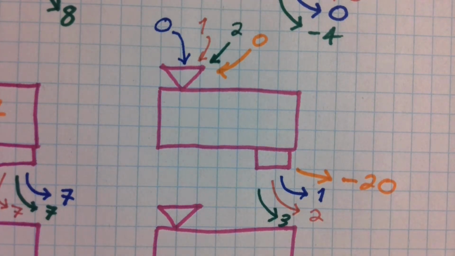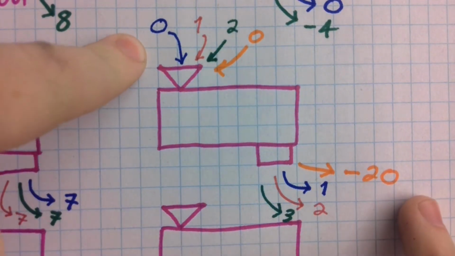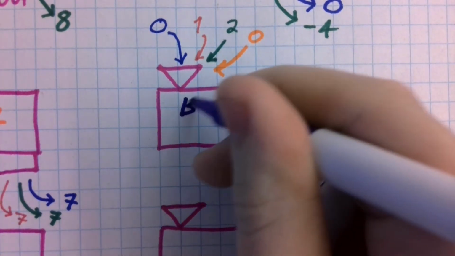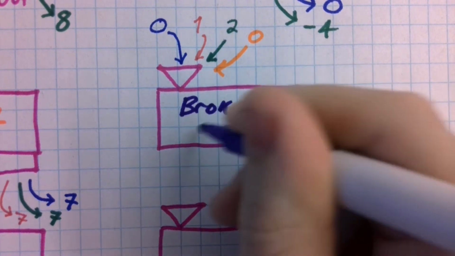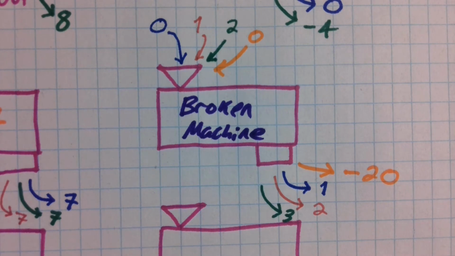Well, hold on a second. The rule seemed clear when we were doing it originally. We were just adding 1. But then when I plugged 0 back in, I got something completely different. This is what we call a broken machine. It's totally broken. Even though it works for some things, for other things, it just totally doesn't work.